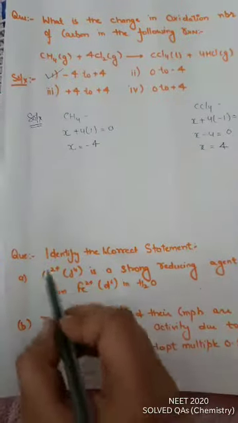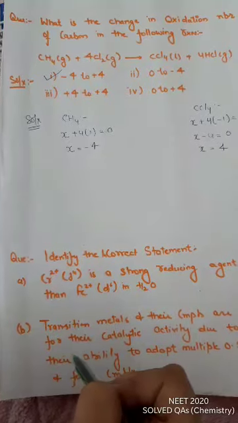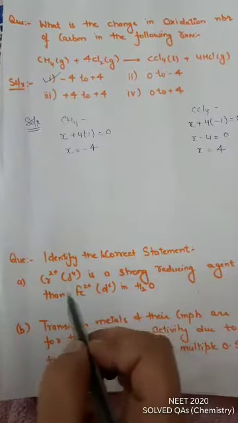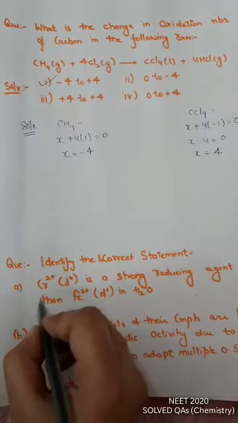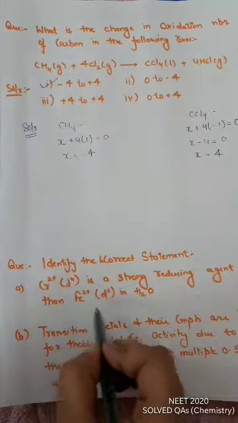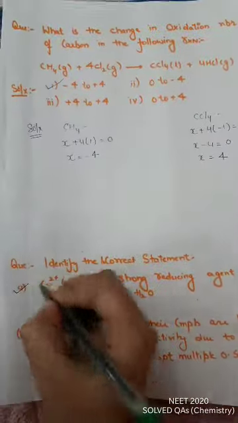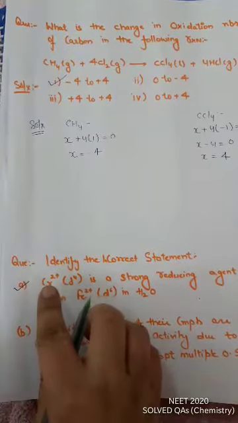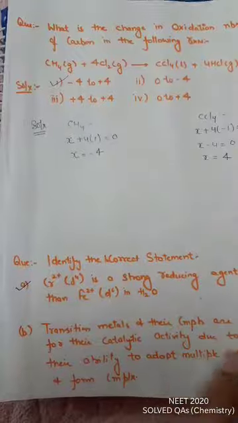So the next question is: identify the incorrect statement. Among the statements we have, we have to identify the statement which is incorrect. The first statement is: Cr2+ is a stronger reducing agent than Fe2+ in water. This statement is correct. Cr2+ is a stronger reducing agent than Fe2+.